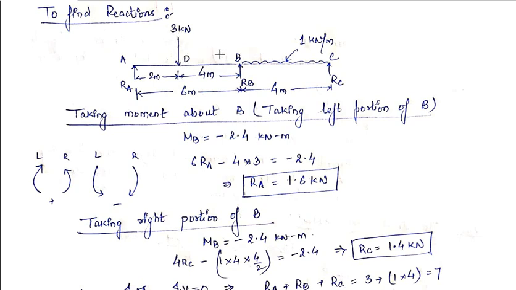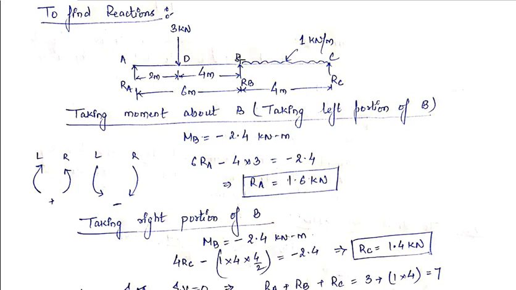So 6 RA. Now if you see, this load is acting in the downward direction. So this load will produce an anti-clockwise bending moment about point B, and if the left moment is anti-clockwise, the bending moment is negative. So this will be minus. The load is 3 and the perpendicular distance of 3 from point B is 4. So this will be minus 4 into 3, and this will be equal to the value of MB we already know, that is minus 2.4. Now solve this equation, and we will get the value of RA equal to 1.6 kilonewton.